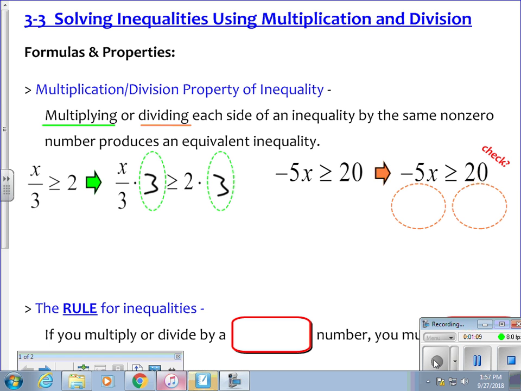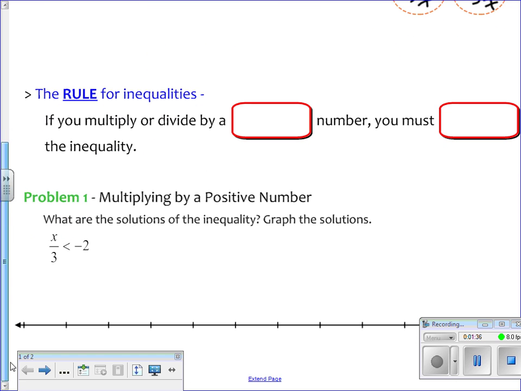Okay. Over here, I have negative 5x is greater than or equal to 20. How do I solve? This is negative 5 times x. The opposite of that is dividing by negative 5. So that step is the same step. Okay, so it's easy, right? It's an easy problem to solve. There is one real important thing, though.